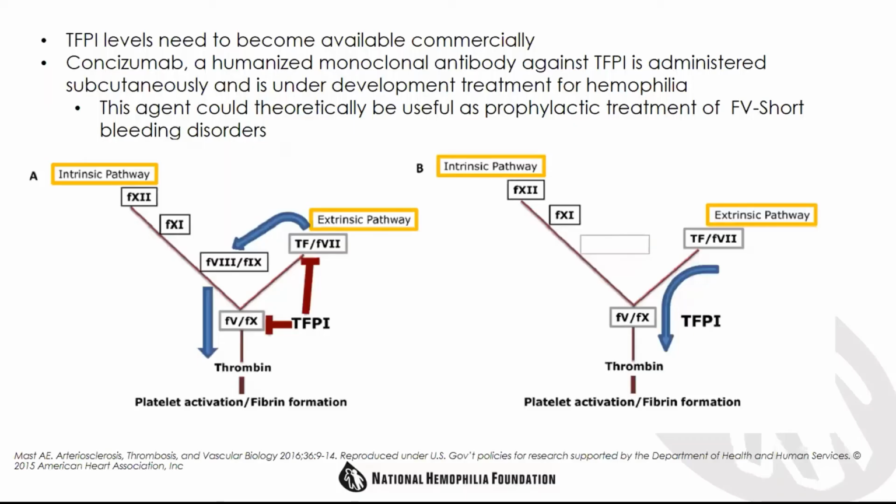So in the future, for factor V Short, we definitely want the TFPI alpha levels to be available commercially and not just a research-based test, so that it can be available for all those individuals who do not have a defined bleeding disorder. Concizumab is a humanized monoclonal antibody which is against TFPI and helps to lower its levels. It has been used as a treatment option for hemophilia, still in development though. It could be theoretically used for treatment of factor V disorders because it would bring down the levels of TFPI alpha.